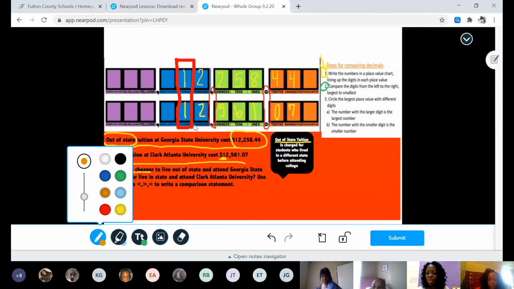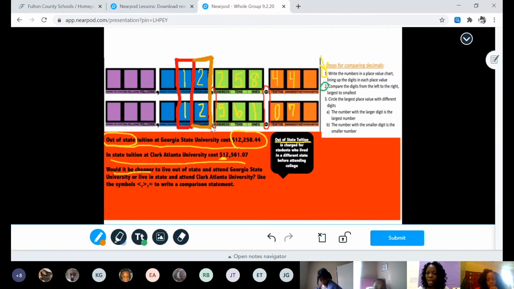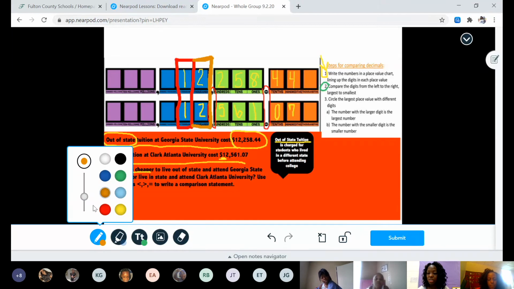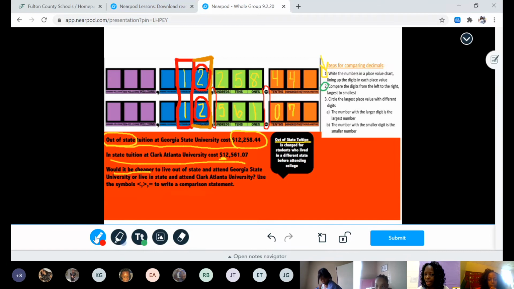So we are looking for the largest place value where our digits are different. When we get to the thousands place, we notice in the first number there's a 2. In the second number, there's also a 2. So those 2 digits are equal. 2 and 2 are the same number. So we cannot compare in the thousands place. Okay? So now we have to move over again.